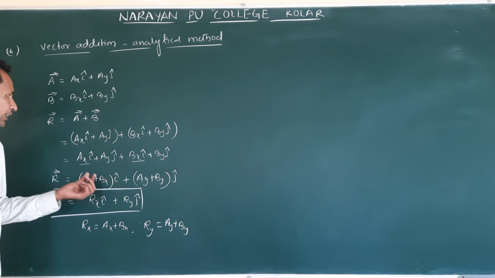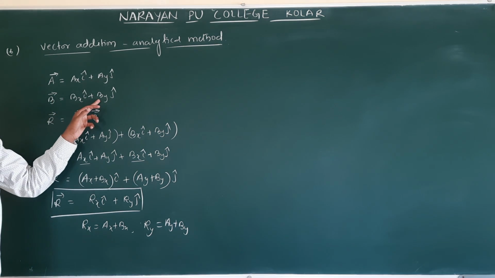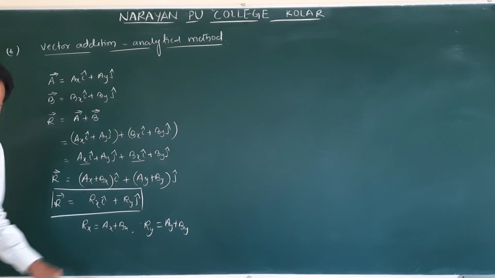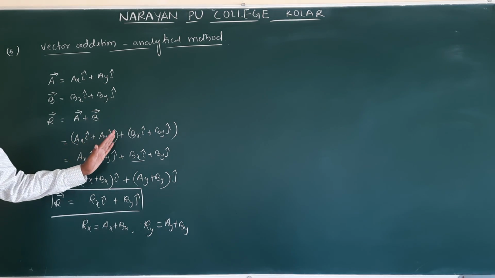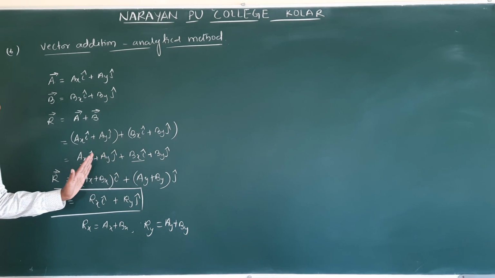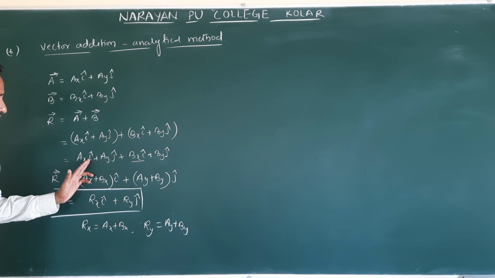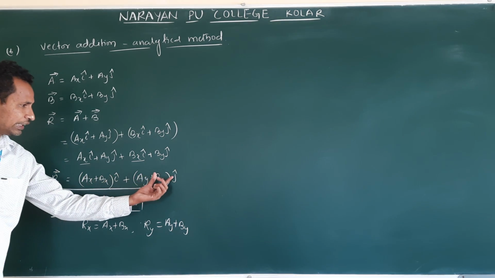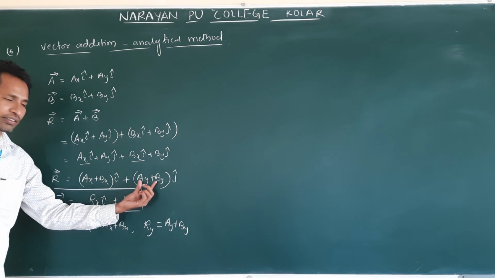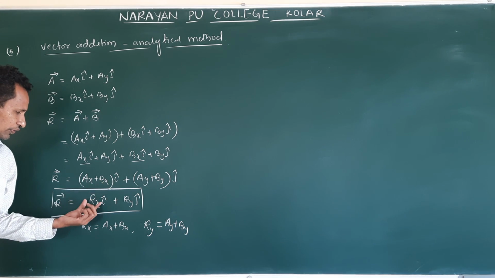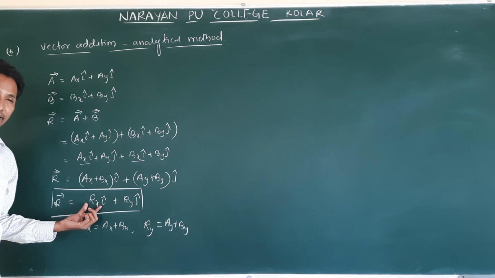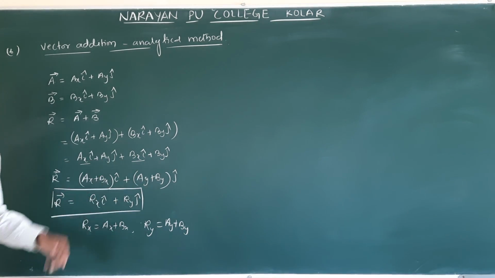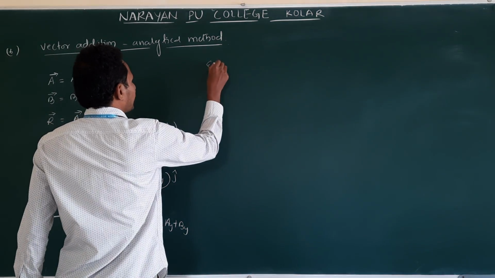So Ax, Ay, Bx, By are the components along x-axis and y-axis. Understand? Very simple. What did we do here? The i cap vector components we added and the j cap vector components we added. By adding these two we will have a number that we denoted with Rx. This we denoted with Ry. Clear?